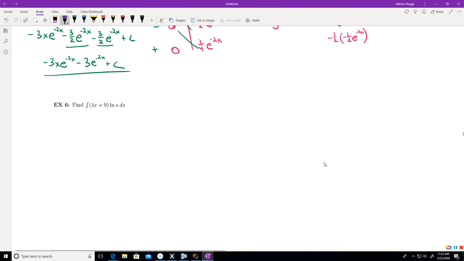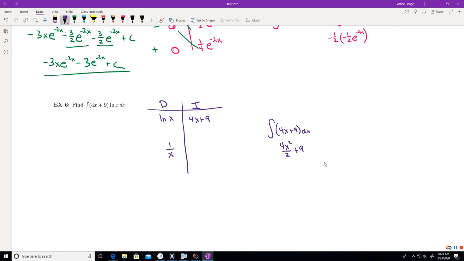All right. So we have a natural log in the problem, but there's no x in the denominator. So that tells us it's going to be integration by parts. This is our derivative. This is our integral. The natural log of x is the derivative side. On the integral side, we'll put 4x plus 9. We take the derivative 1 time. We integrate the same number of times. So the integral of 4x plus 9 would become 4x squared divided by 2 plus 9x, which is 2x squared plus 9x.